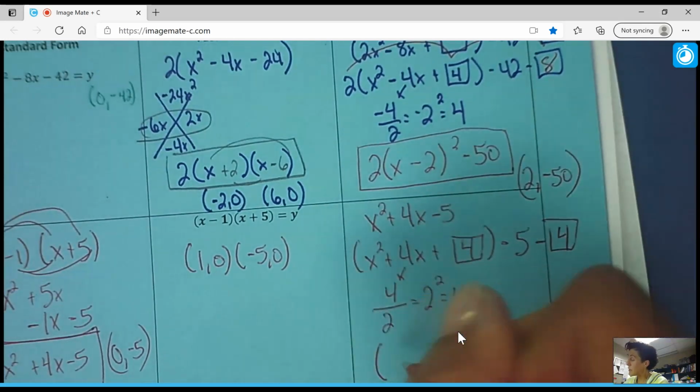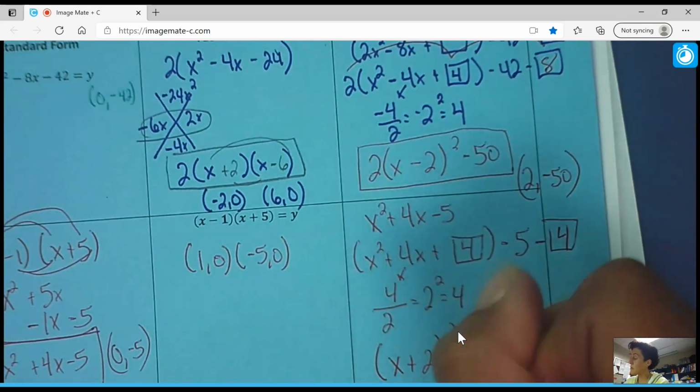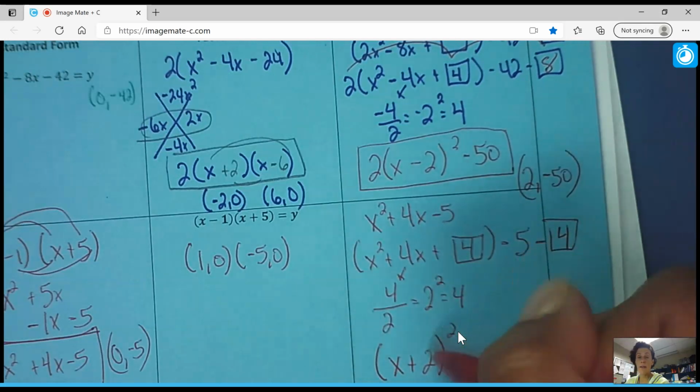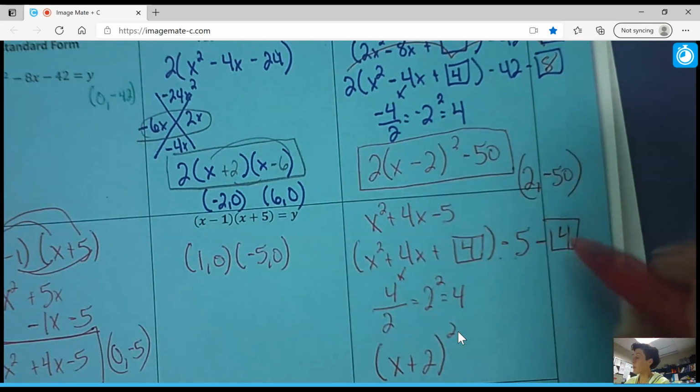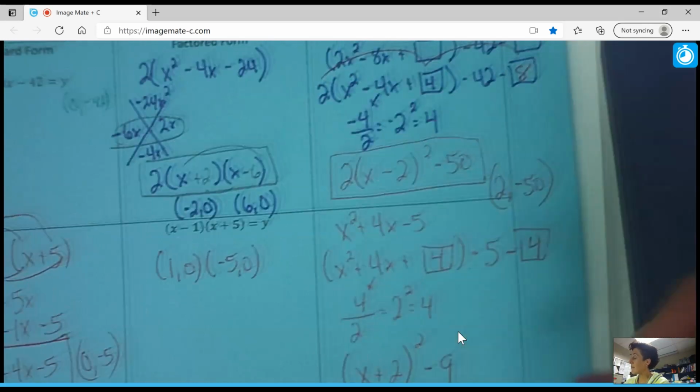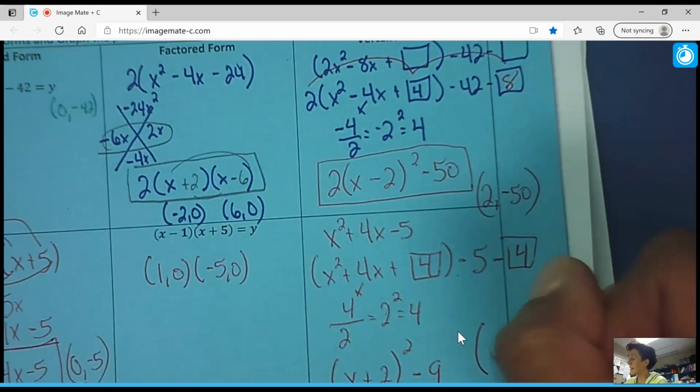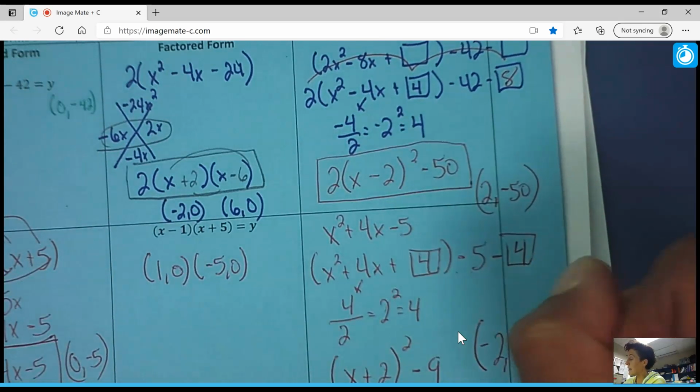So in parentheses will be x plus 2 with the squared on the outside. There's the squared. And then negative 5 take away 4 is a negative 9. And then from there I can get my vertex of negative 2, negative 9.